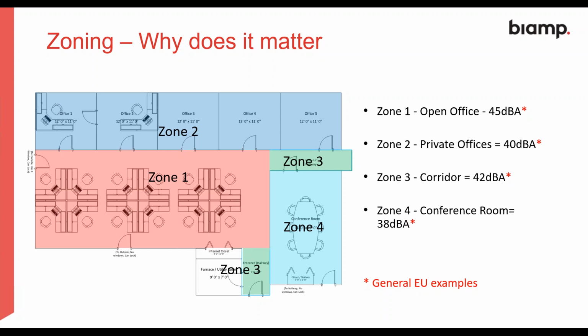The indications that I've shown you there for the dBA levels are general European examples. They could be higher in some countries, they can be lower in others, and there are different requirements. The key point is, going back to our 4 key elements, we need to be able to adjust the level and the spectrum per zone to make sure that we have an effective system.